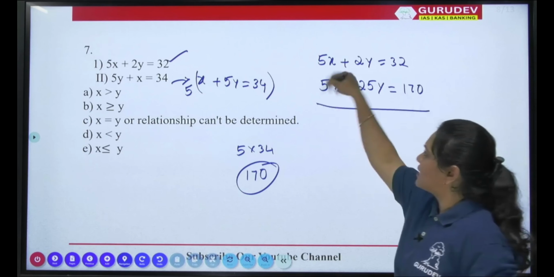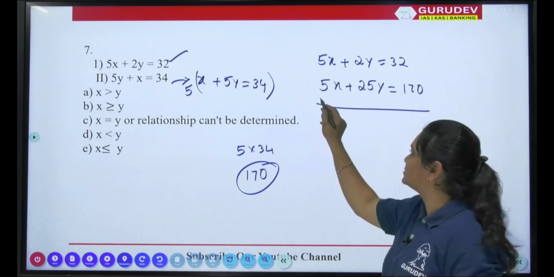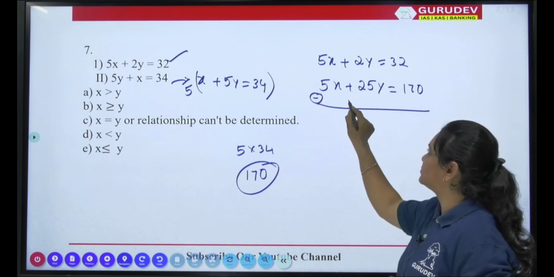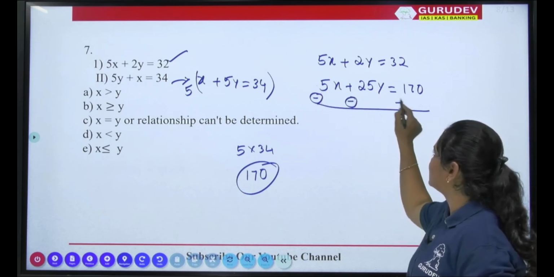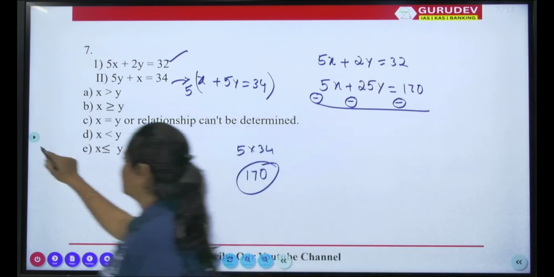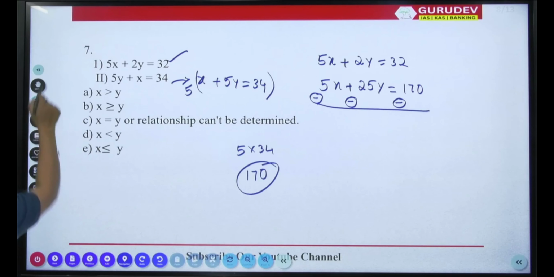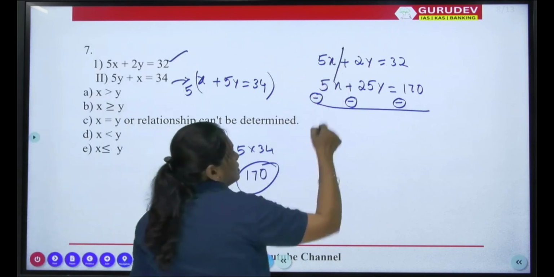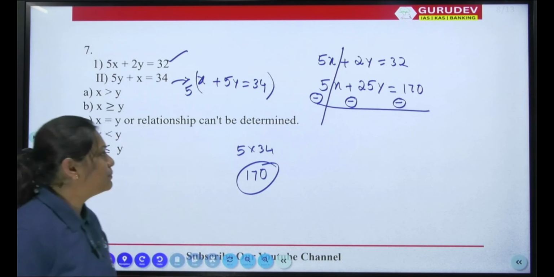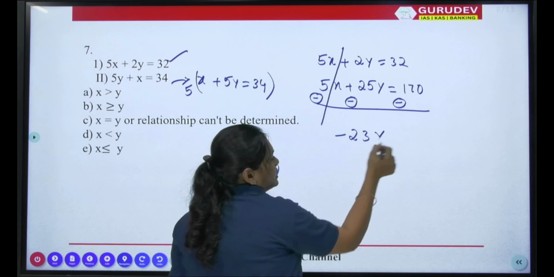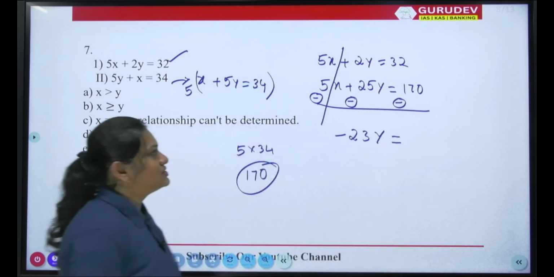Next. As both are having the same signs, just interchange the signs. Plus will become minus, and this plus will become minus. This plus will become minus. I can cancel this 5x and minus 5x. Yes. So if I cancel this 5x and minus 5x, what are we left with? 2y minus 25y, which is how much? Minus 23y is equal to 170.